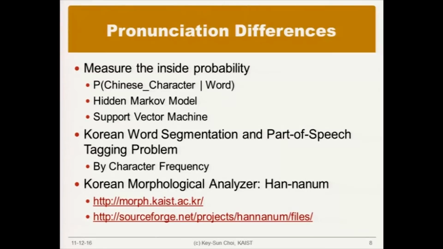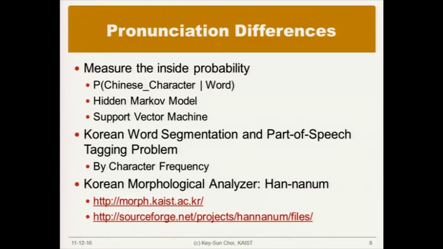Maybe we can measure the probability of a Chinese character conditioned by the word. For a given word, we can easily calculate whether it is Chinese character driven or not by using some famous hidden Markov model or similar NLP tools, I think. And then maybe Korean word segmentation and part of speech tagging problem could be achieved by this kind of character frequency between two characters in one word.